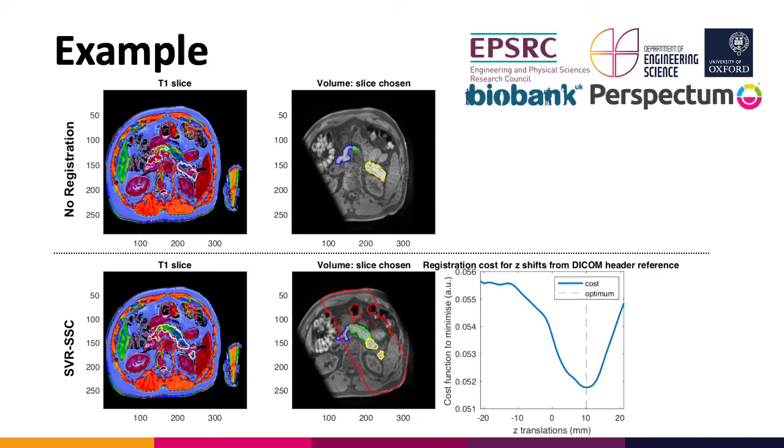Here is an example applying no registration at the top, which is based on the DICOM header positions for alignment, and applying SVR-SSC at the bottom. The optimally determined translation in this case was 10 millimeters.